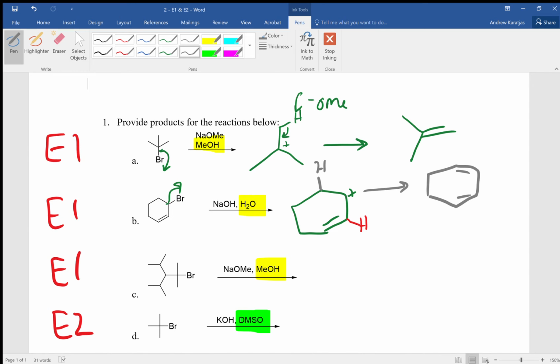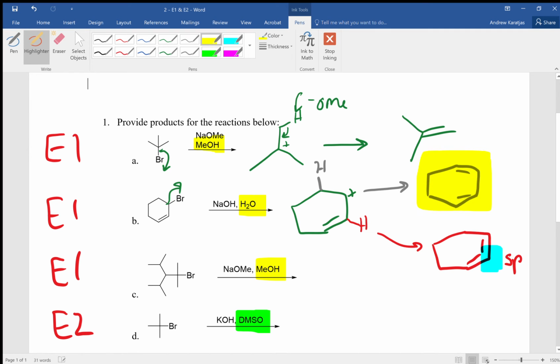So that's the product we form if we remove the gray hydrogen. If we remove the red hydrogen, we would get that product. And if we tried to form that product, that would mean this carbon that I've highlighted here in blue would have to be sp hybridized. And if you recall, sp hybridization means linear geometry. And there's just physically no way that we can have linear geometry within a ring as small as 6 carbons. So that tells us that this is the only possible product that can form here.